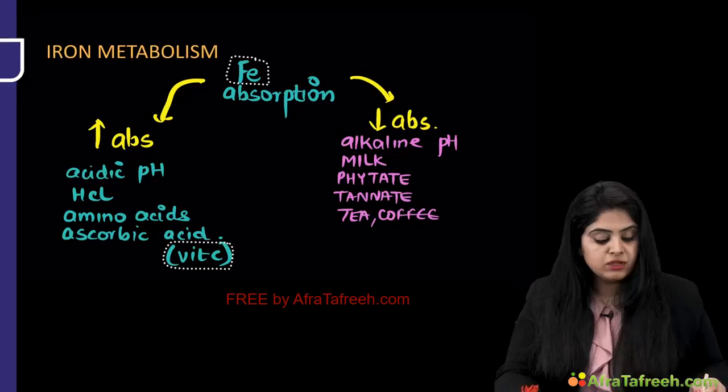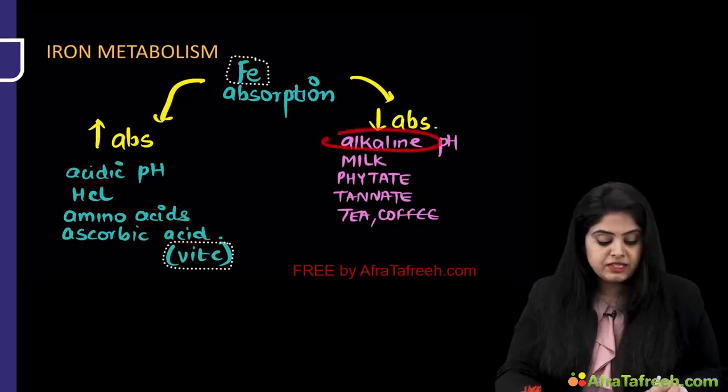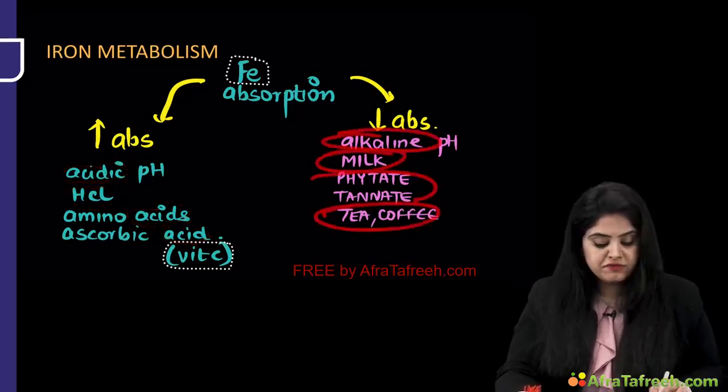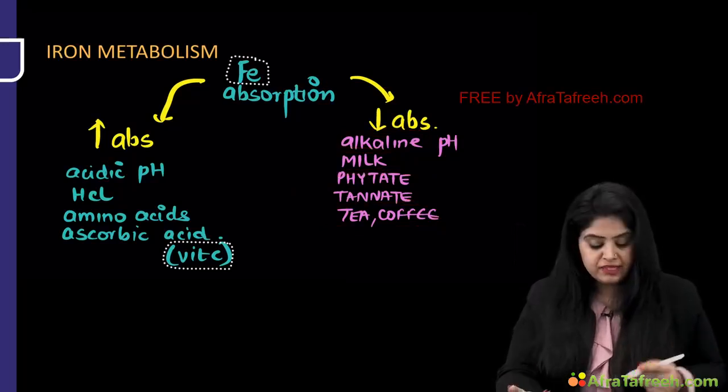So repeating once again, all the acidic things increase the absorption, and everything that is alkaline, milk, tea, coffee, phytates, tannates, are going to decrease the absorption. This part is clear? Next.